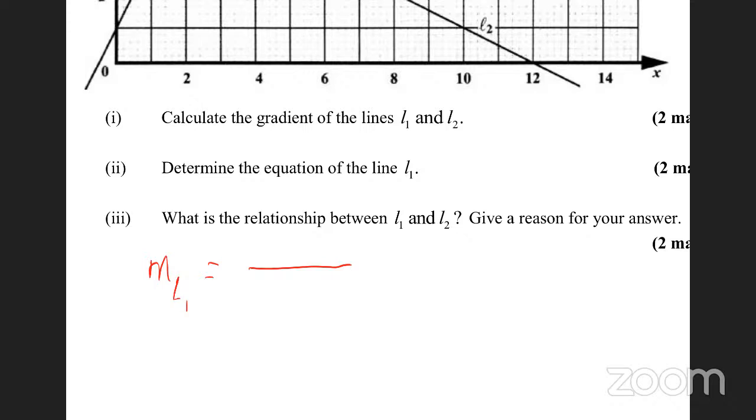Right, remember we are using what? 0, 1 and 2.5. So we're using 0, 1 and we're using 2.5. So that'll be 5 minus 1, over 2 minus 0. I got the gradient to be 2. All together? Find the gradient now for L2.